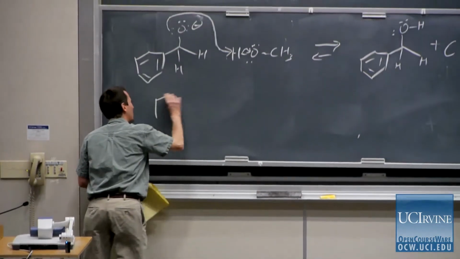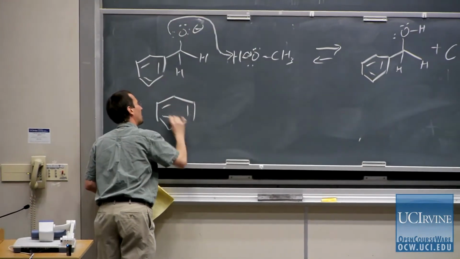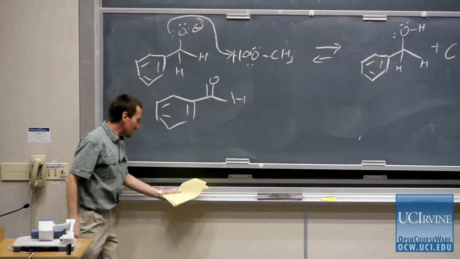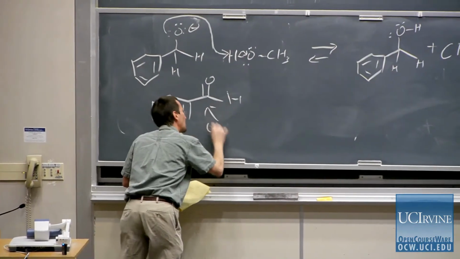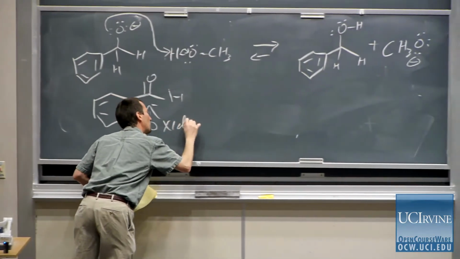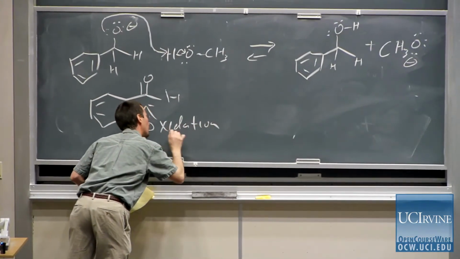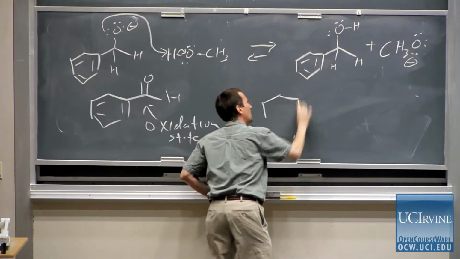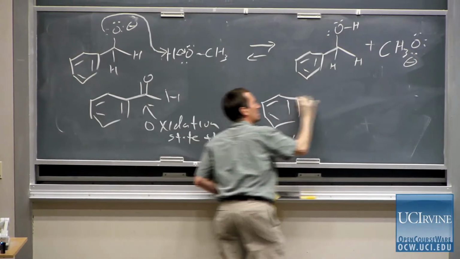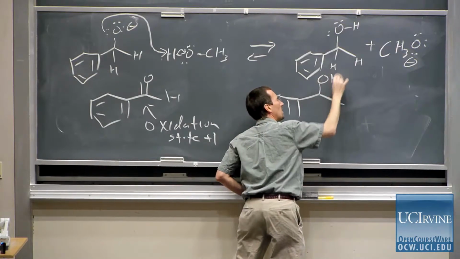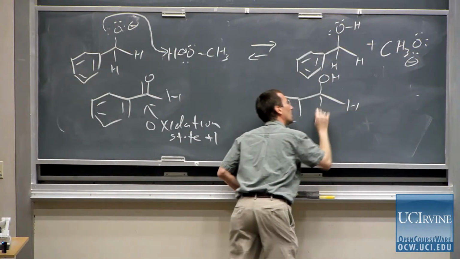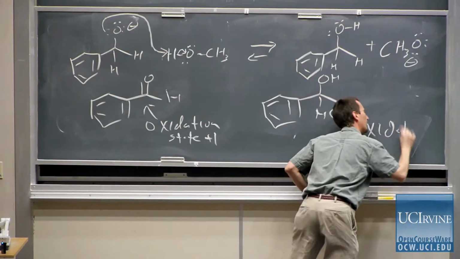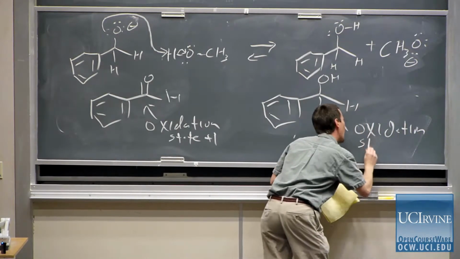In this case, we started with benzaldehyde, and the oxidation state of benzaldehyde is +1. And by the time we've gone to benzyl alcohol, again, it's a reduction reaction. The oxidation state is -1.